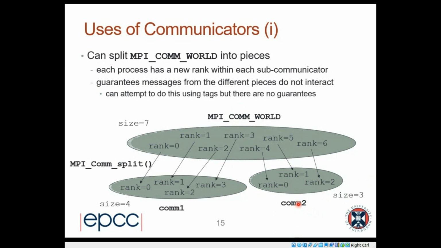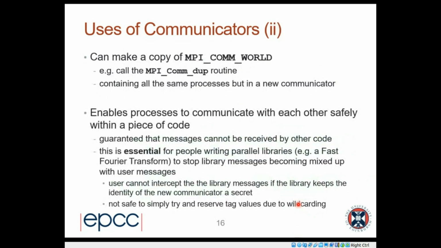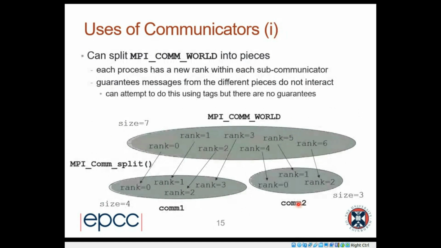The other use of communicators is to actually make a copy of ComWorld. So if you just say MPI com equals MPI com world, it's the same communicator. There's an MPI com dupe routine which duplicates a communicator. So you can duplicate MPI com world and produce a new communicator that contains all the same processes but in a new communicator. So here you have a communicator of rank of 7. You also have another communicator down here. They're separate communications worlds. Okay, they both contain all the processes, but they're separate communications worlds.